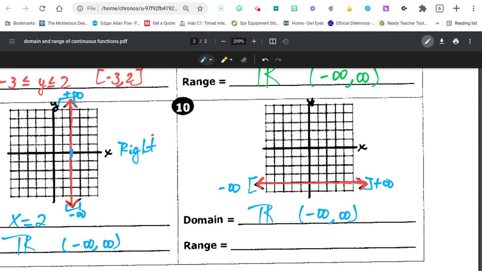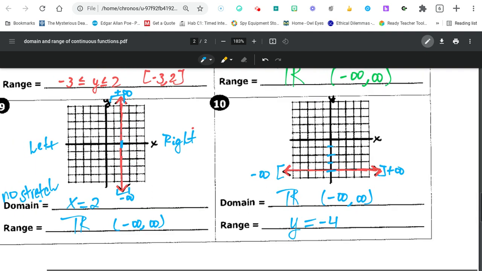The range is the problem because this line is horizontal. It's flat. It stretches left and right. Okay, a horizontal line does not stretch up and down. There is no stretch on the y. It's just y equal to wherever it is. It's at 1, -1, -2, -3, negative at a y of -4, guys. And that's all you do. There's no stretch on it. There's no stretch up and down. Okay? It's just at -4.